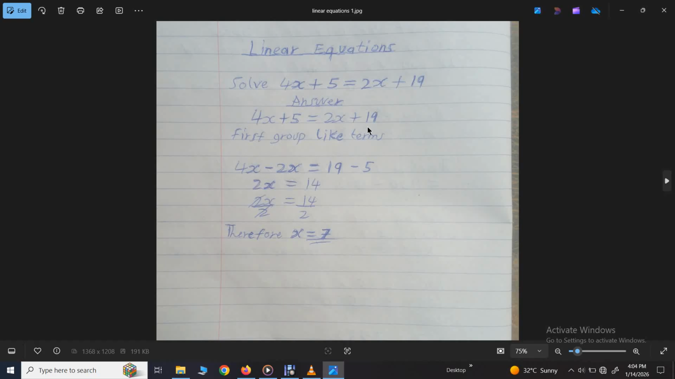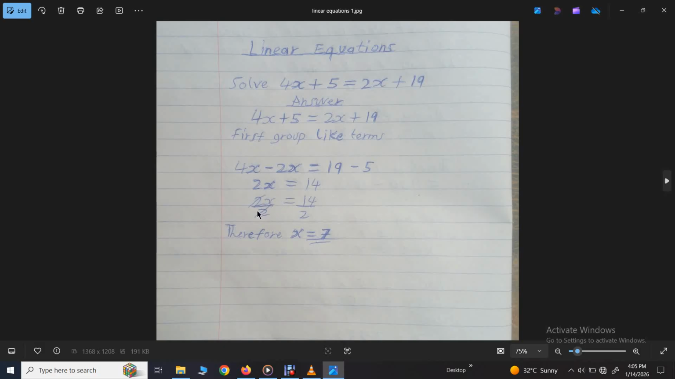Now 19 here, we have to send this constant term to the right side. Now when this constant term crosses this equal sign, its sign changes to negative. So therefore it becomes minus. So we get 19 minus 5. Now 4x minus 2x, you get 2x. You get 2x is equal to 19 minus 5, you get 14. So therefore 2x is equal to 14.